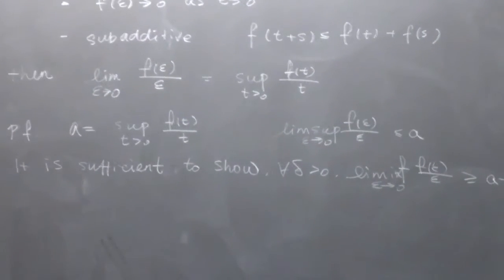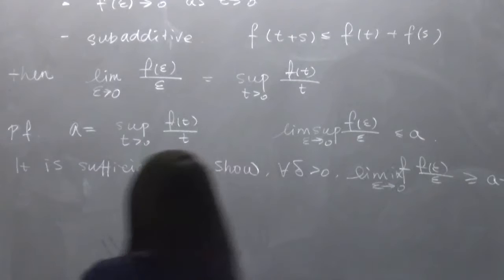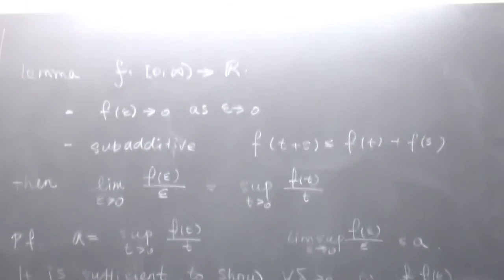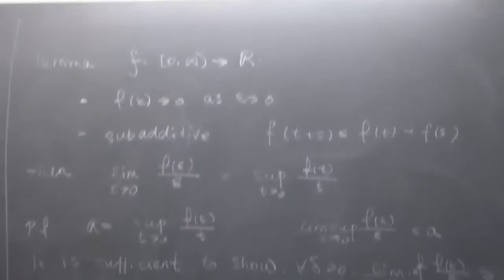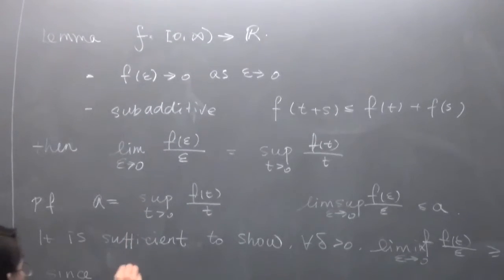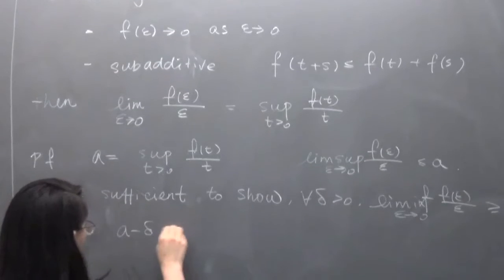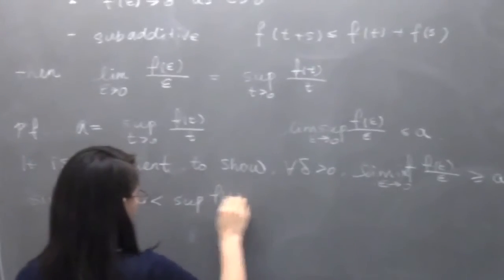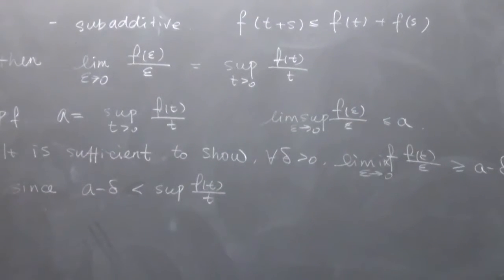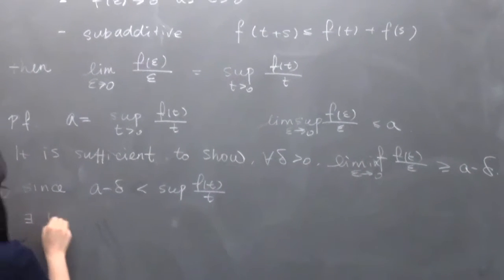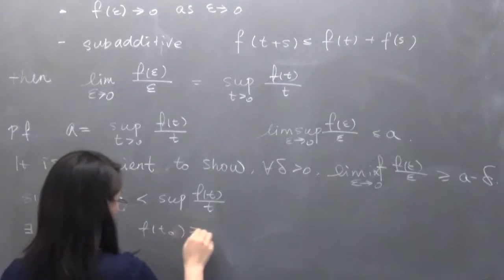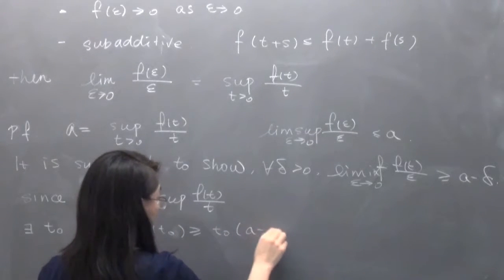Okay, so why is the liminf greater than or equal to a minus delta? The only thing we have is the subadditivity. So since a is the sup, and a minus delta is less than the sup, we know that there exists a t0 such that f(t0) is greater than t0 times (a minus delta).